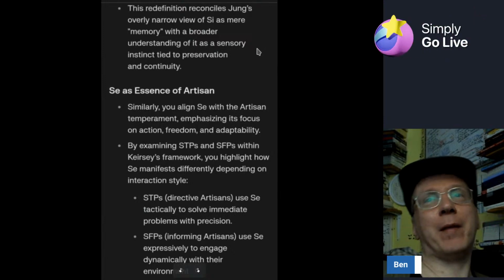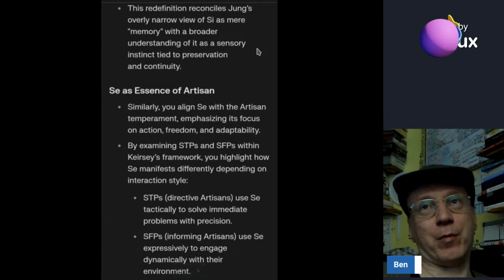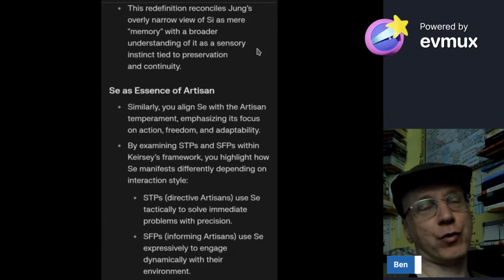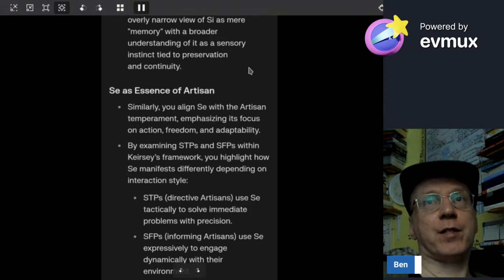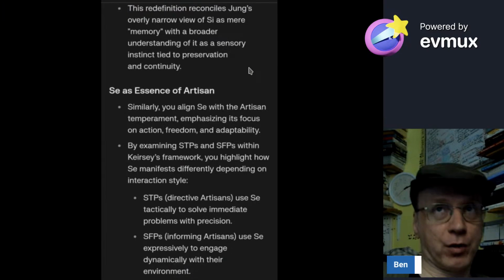Yeah, not quite. I mean, MBTI doesn't quite do it as memory, but the reason SI draws on memory is because what worked is in the past, and the guardians go to what worked because there's safety in that. With a broad understanding of it as a sensory instinct tied to preservation and continuity.